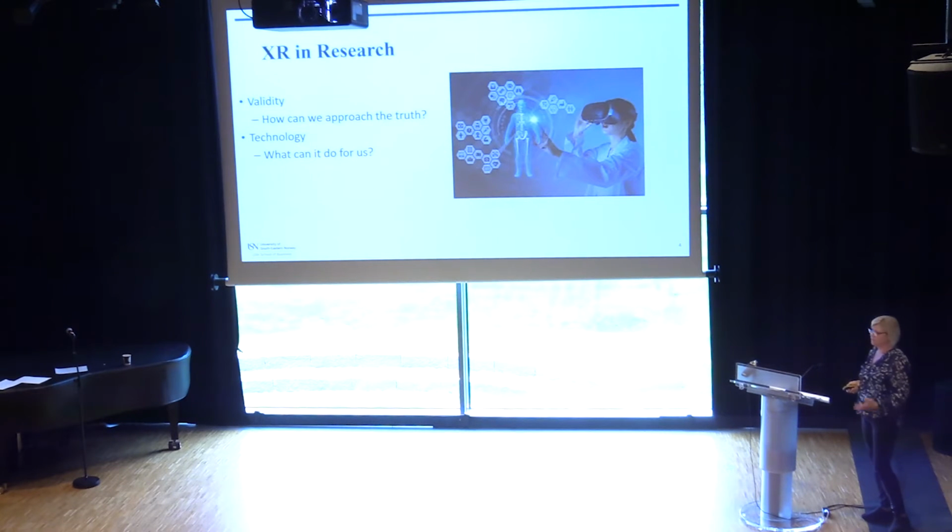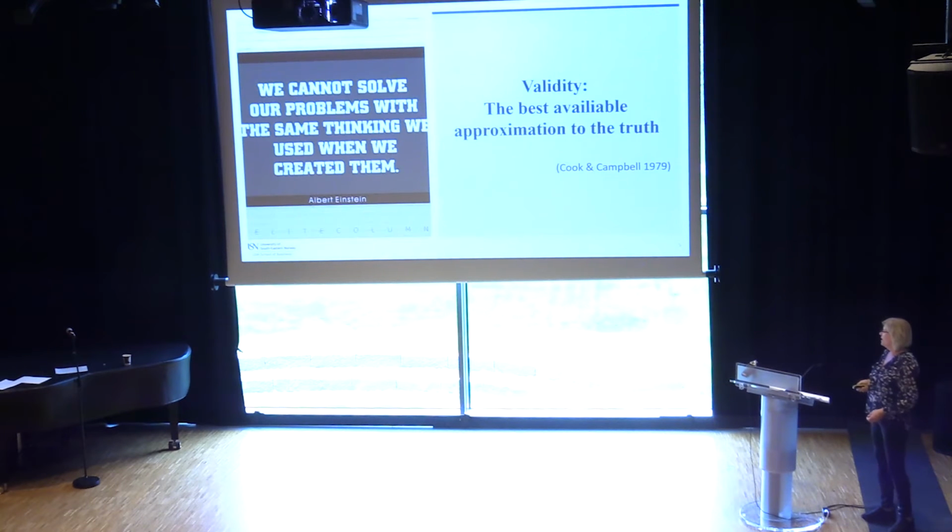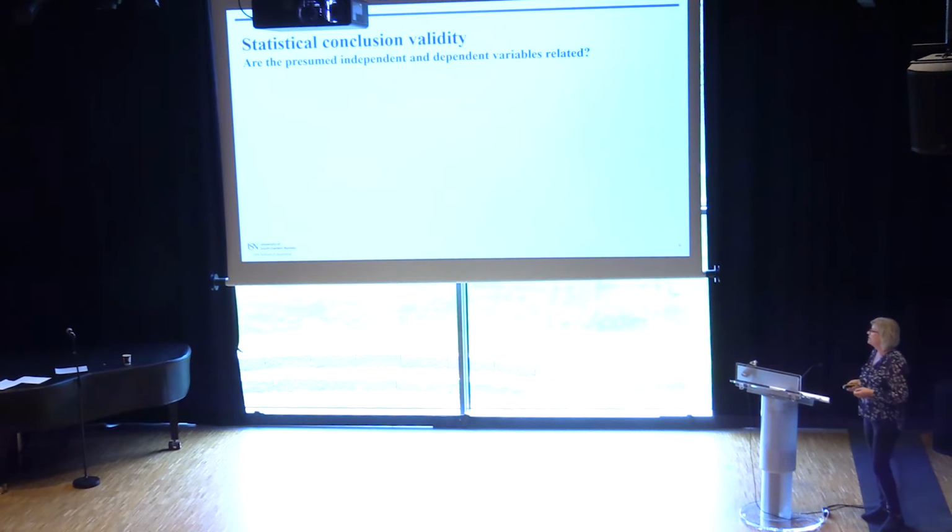So I'll start by talking about 4 types of validity that we are concerned with when we do experimental research, where we want to talk about the effects of the stimulus that we are focusing on. Validity has to do with finding the best available approximation to the truth. And we have 4 types. The first one is statistical conclusion validity, where we can ask if the presumed independent and dependent variables are related. If you observe something, you can only generalize if you can say that beyond a certain probability, this is valid outside of the lab.